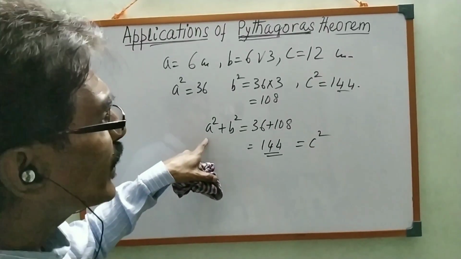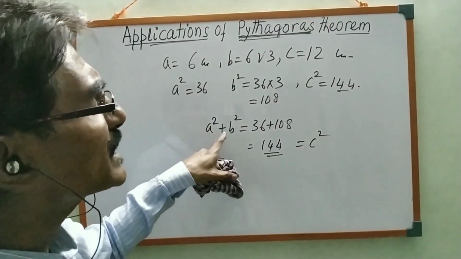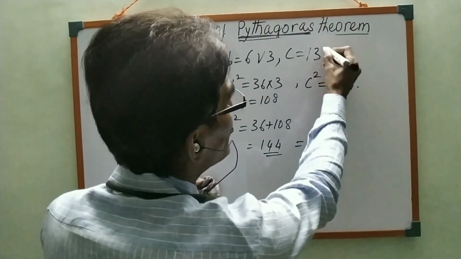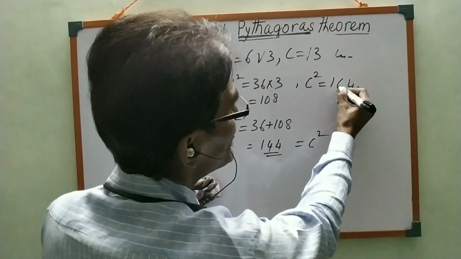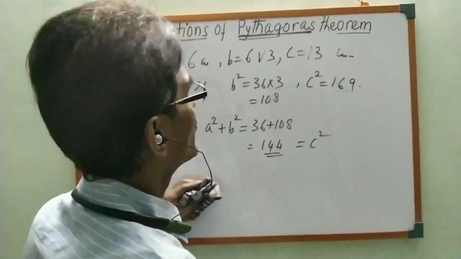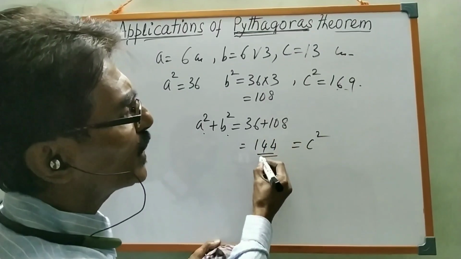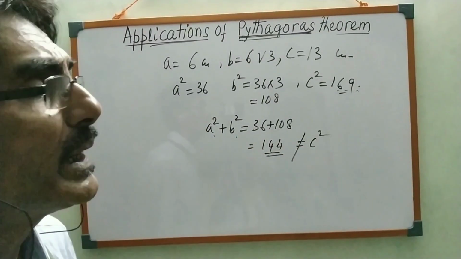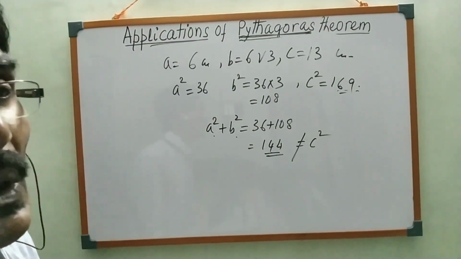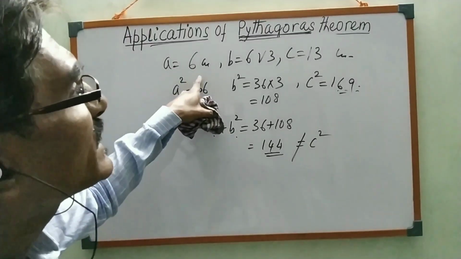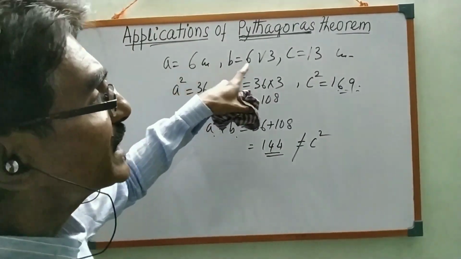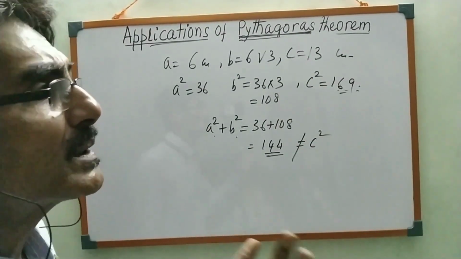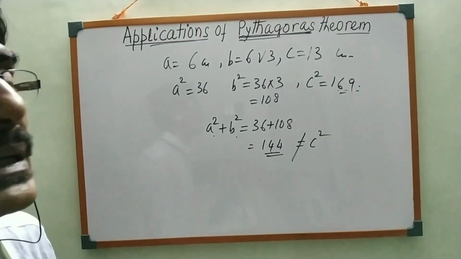And not only that, say A square plus B square equal to C square, in my both the example, this is coming. Say the third side is 13, then 13 square is 169, that you know. And in this case, A square plus B square equal to 144, which is not equal to 169. So it is not holding the Pythagoras theorem. We can draw the conclusion, no, these three sides, 6 centimeter, 6 root 3 centimeter and 13 centimeter are not the sides of a right angle triangle. I think it is clear.